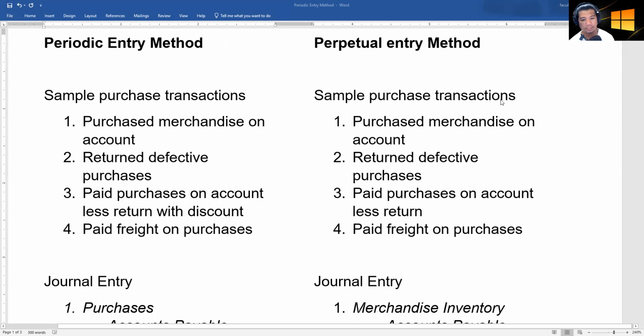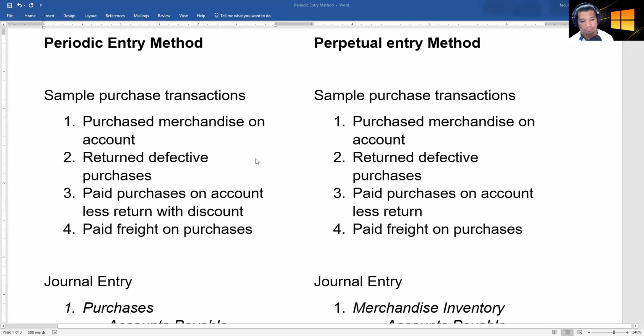The only difference is the usage of the accounting terminologies. Ano ba yung sinabi ko sa inyo before? In merchandising, in perpetual entry method, we convert the purchase account to merchandise inventory account only. Nag-iisa na lang siya, di ba? We have purchase return, purchase discount, purchase account, and the freight in. Yan pong apat na yan will be converted to a single account which is merchandise inventory.